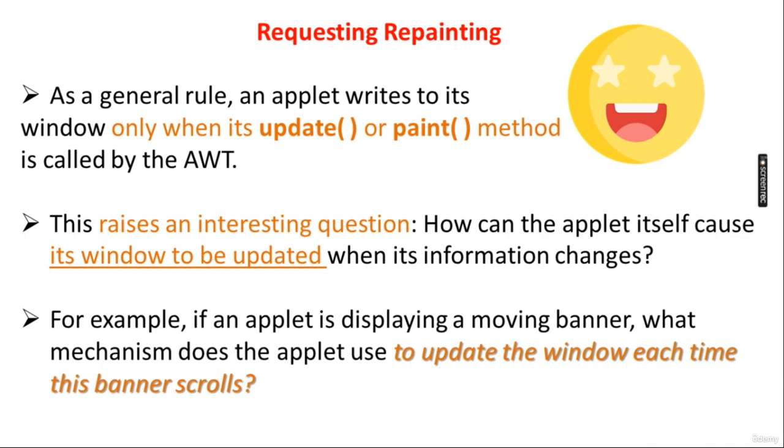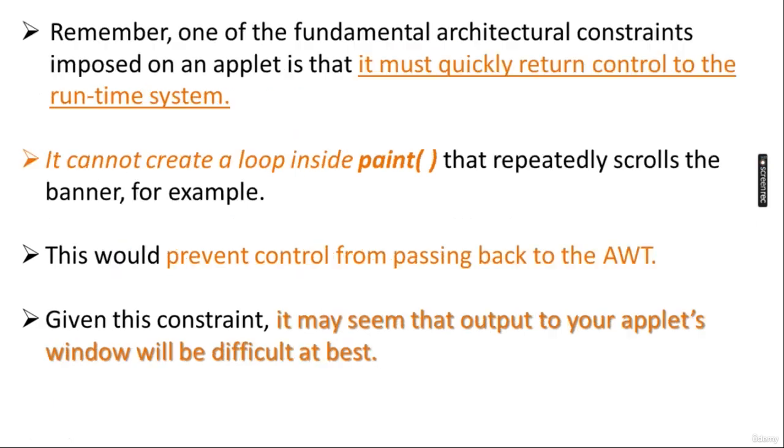Requesting repainting. An applet writes to its window only when update or paint is called by AWT. This raises an interesting question: how can the applet itself cause the window to be updated every time the information is changing? If new information is coming in, how will it be called? For example, an applet is displaying a moving banner. What mechanism does the applet use to update the window each time the banner scrolls? The answer is the update or paint method.